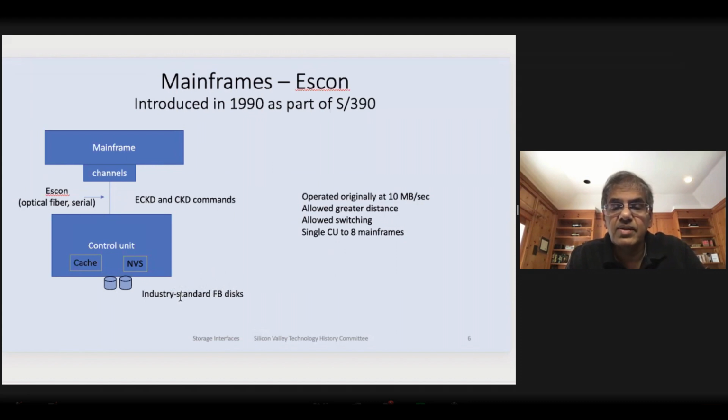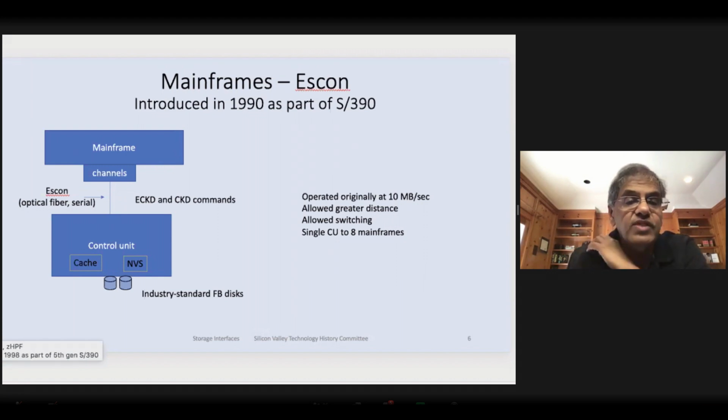By this time, as you can notice, I no longer have CKD disks in this picture. It's all industry standard fixed block disks, and emulation is just standard fare now inside these control units. But the MVS operating system never really changed to move to fixed block.